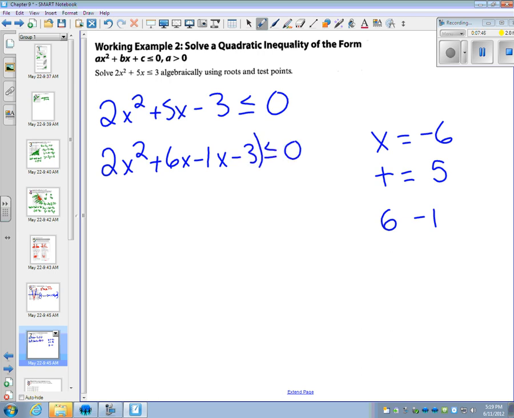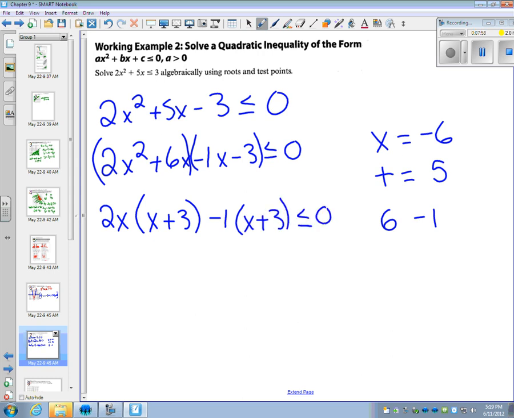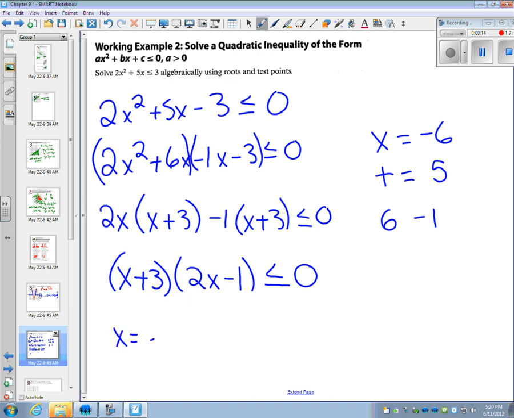Now I group. In this first one, I can factor out a 2x. I'm left with x plus 3. Here I can factor out a -1, and I get x plus 3. Okay, so I factor out the x plus 3. I'm left with 2x minus 1. Now I've factored and I need to find out the roots. So here we have x equals -3, and here we have x equals 1/2. So I just set each of those to be 0.